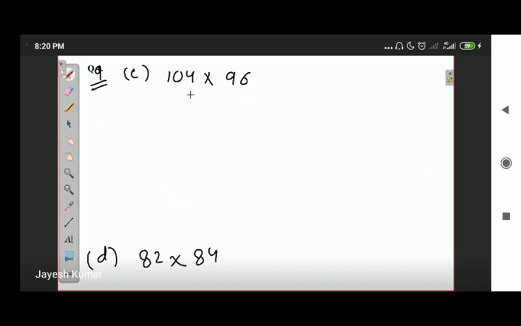Based on the formulas that we have discussed till now, we can also try question number 9. In question number 9, there are two parts that are exactly the same as the questions we have discussed now. C part: determine the product of 104 into 96, and D part: determine the product of 82 and 84. Let me show you the C part, and I hope you can do the D part.